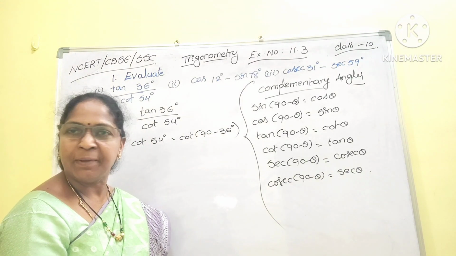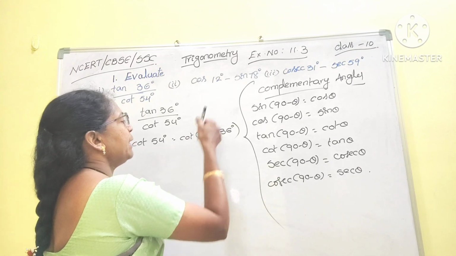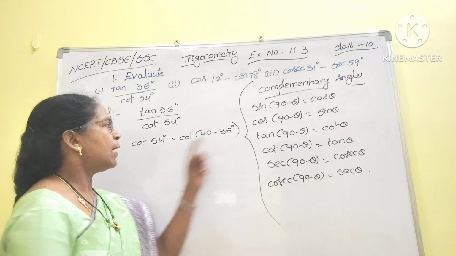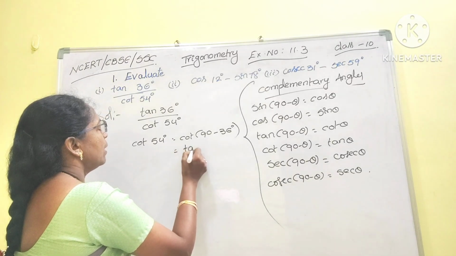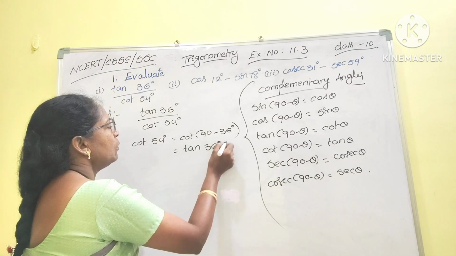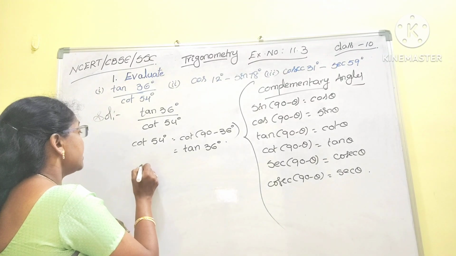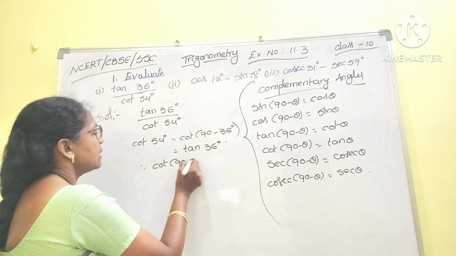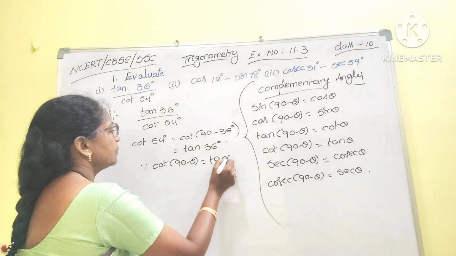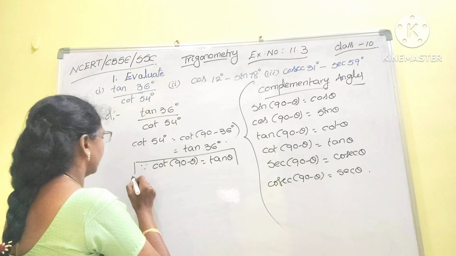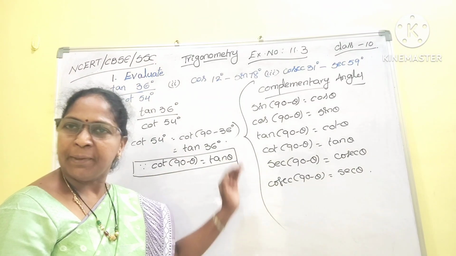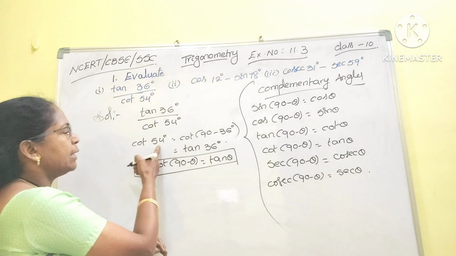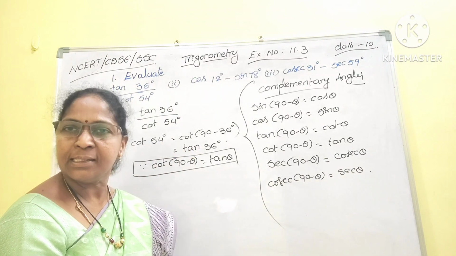Now apply the complementary angles. Now cot(90 minus theta), where 36 degrees is the theta. So cot(90 minus theta) equals, what is the value? Tan theta, where theta equals 36 degrees. I changed this according to cot(90 minus theta) equals tan theta. According to these complementary angles, I have changed this. So directly instead of cot 54 degrees, we can substitute tan 36 degrees.